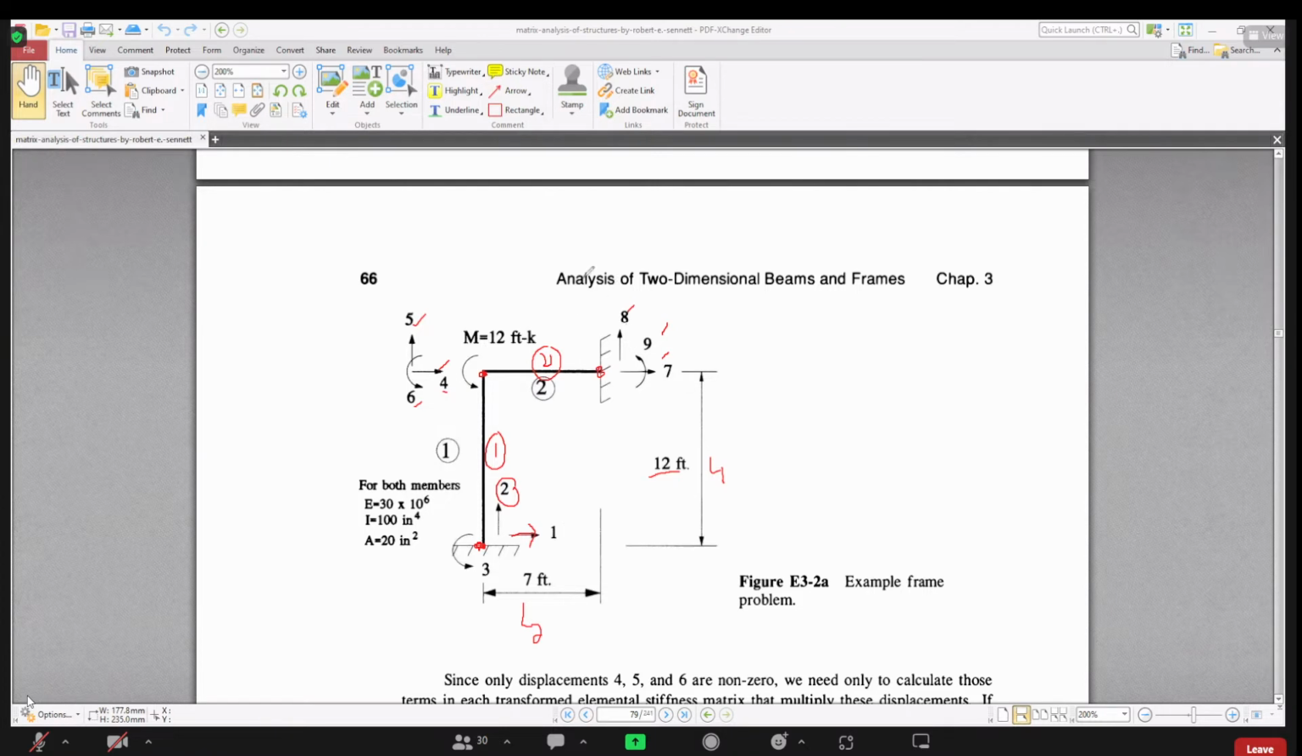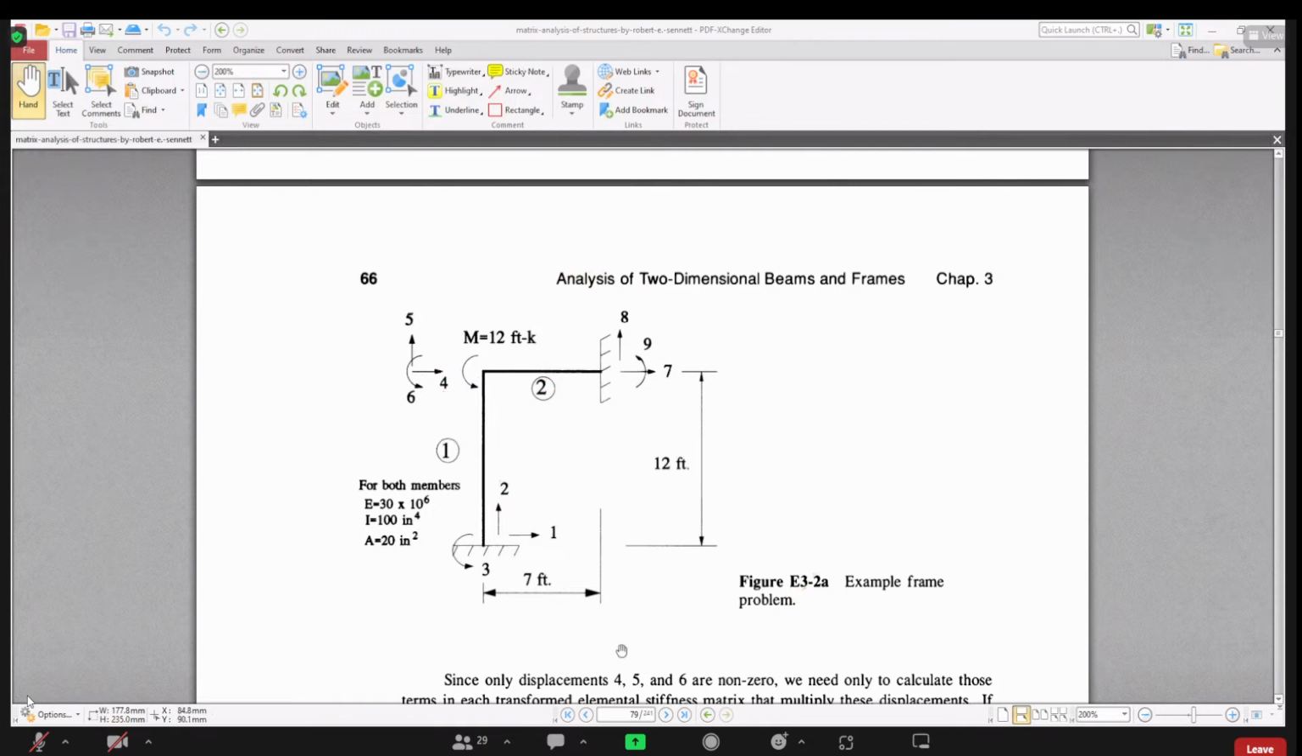So by looking at this system, a frame composed of 2 members, how many nodes are there? 3 nodes. Now remember, per node there are three degrees of freedom. So the expected size of our system stiffness matrix would be 9 by 9. There are a total of 9 degrees of freedom for this frame structure.